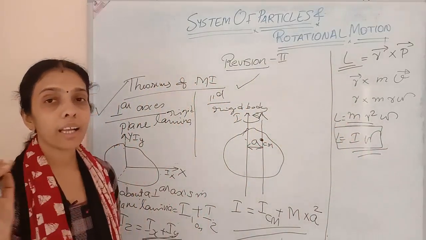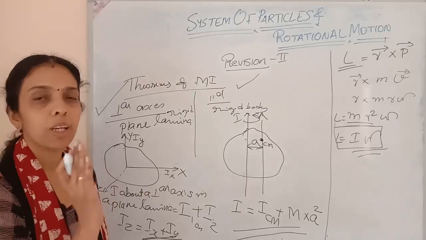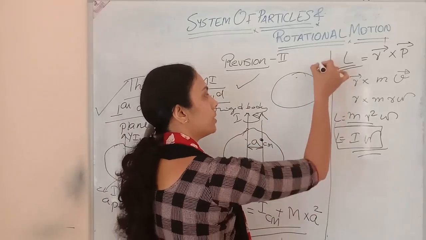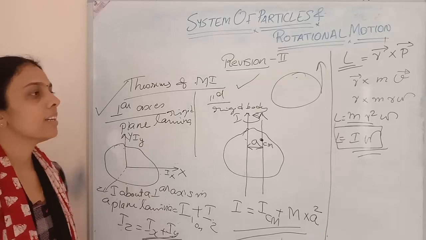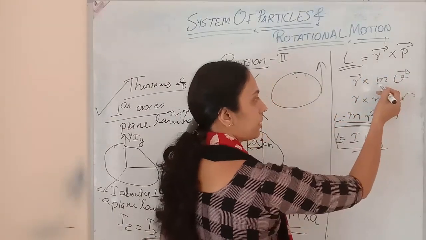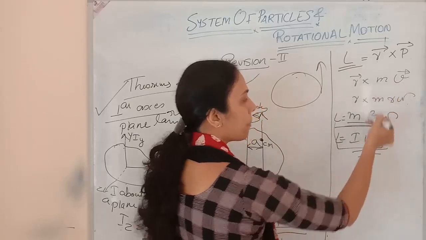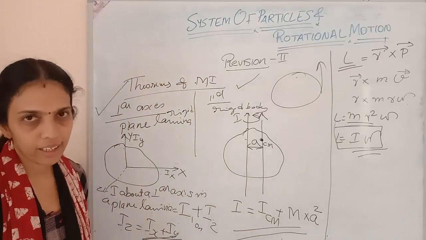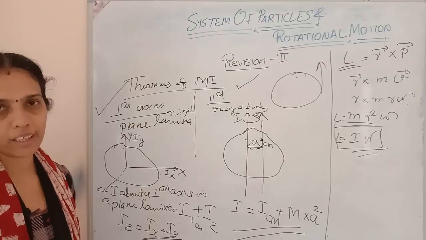If r and v are perpendicular to each other, in which direction will the velocity act? In a rotational object or circular path, it acts along the tangent, isn't it? So L is r cross p, p is mv, v equals r omega, therefore m r square omega. I got L equals I omega. That is also an important derivation. L is equal to I omega.